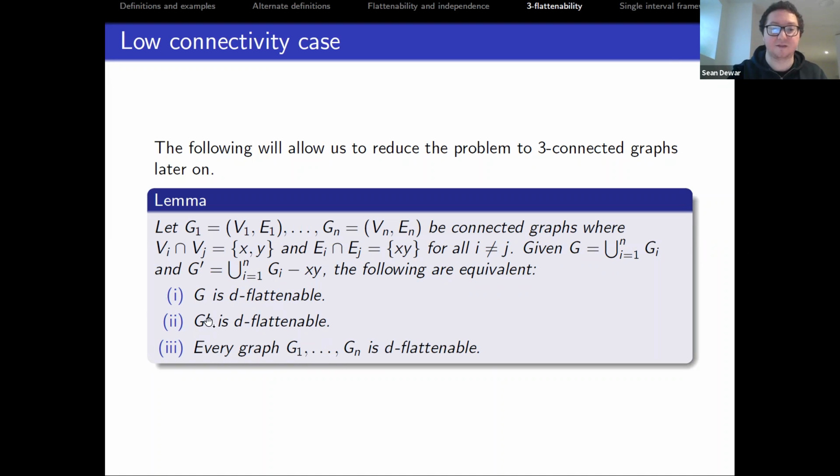So the bit that's a bit different is the G dash. And there's something in the chat as well. Yes, I was just explaining the applications. That's right.